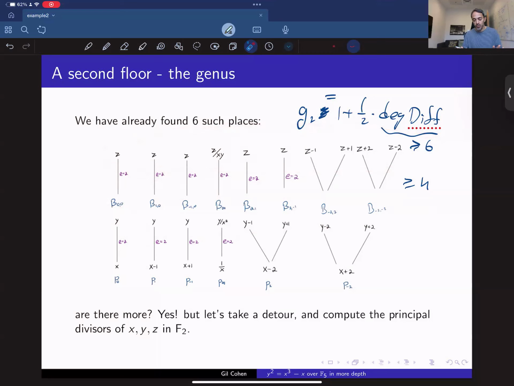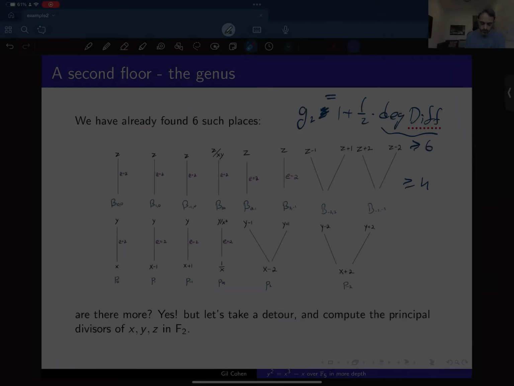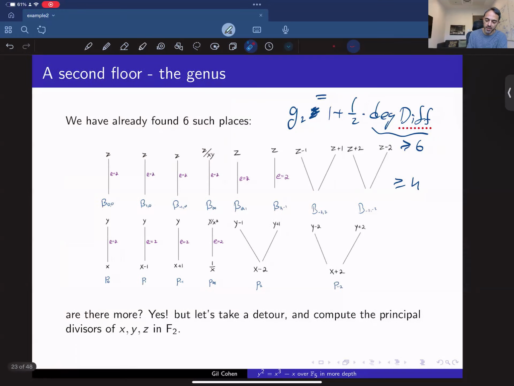So in order to find the other ramified places, we are going to take a little detour and compute the principal divisors of X, Y, and Z in F2. That will help us do that. Okay, so let's continue.